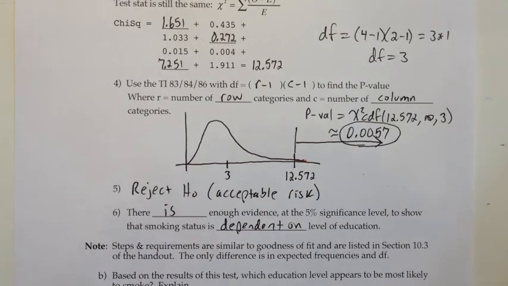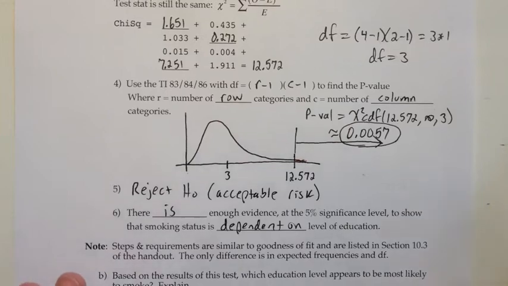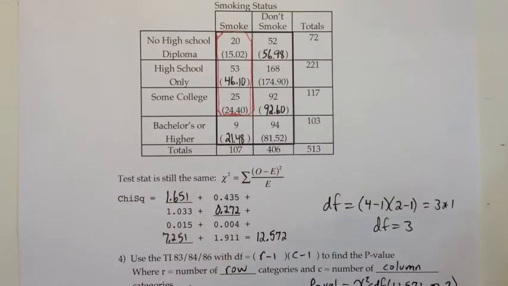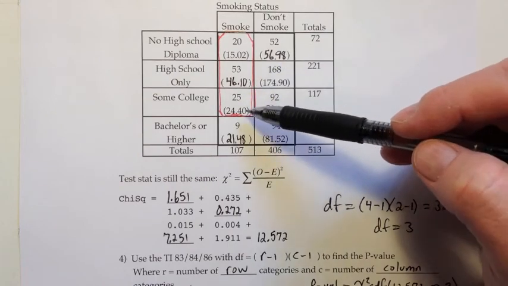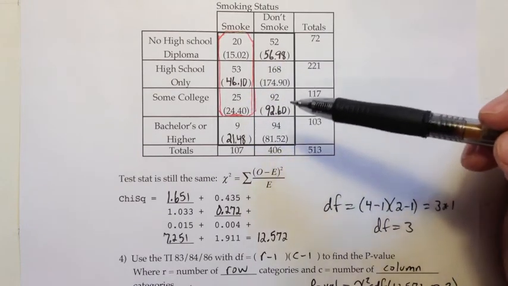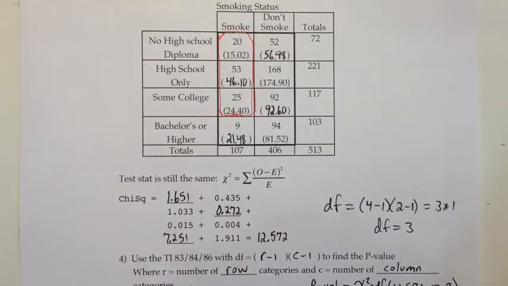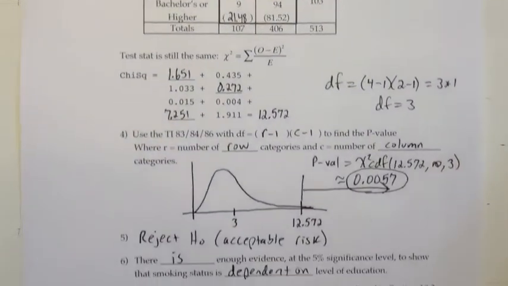By the way, just a quick comment about the requirements. The requirements are the same as before, which means you need all of your expected frequencies to be bigger than 5. And our expected frequencies are 15, 56, 46, 174, 24, 92, 21, 81. They're all bigger than 5, so we're fine on the requirements.